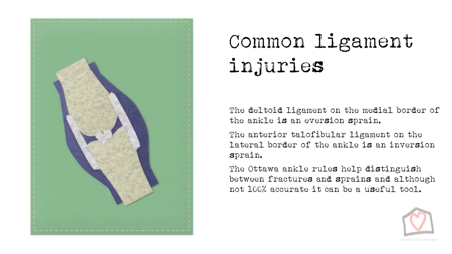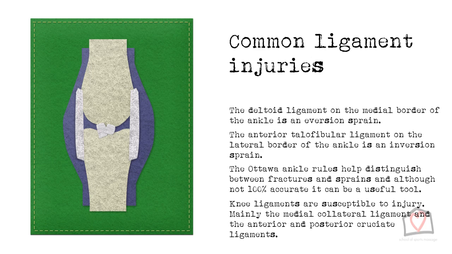Knee ligaments can be susceptible to injury when a lot of sport is played, mainly the medial collateral ligament due to side-on tackles, and the anterior and posterior cruciate ligaments, which are found within the joint capsule.